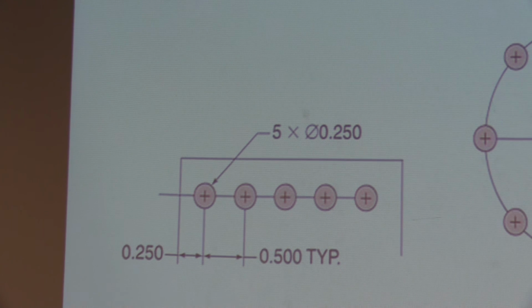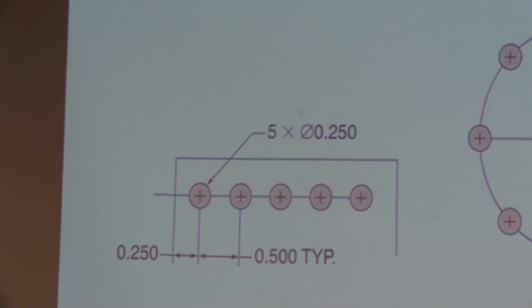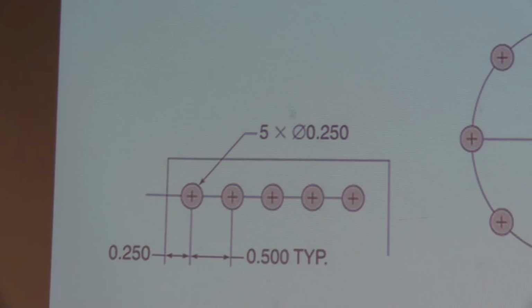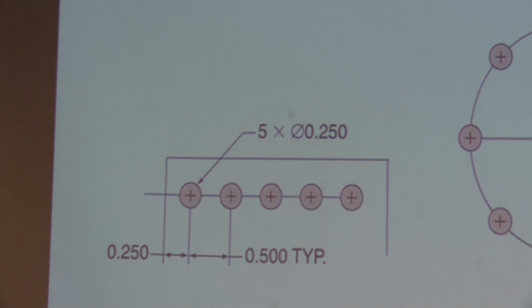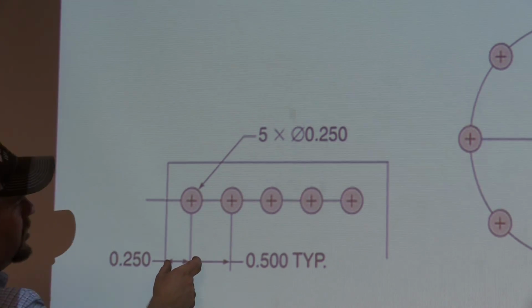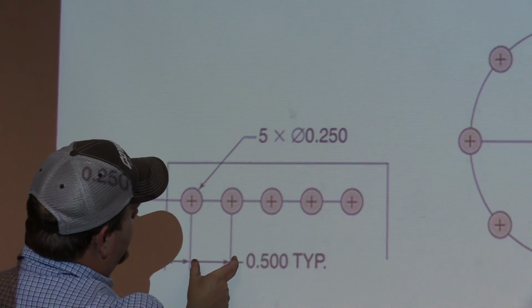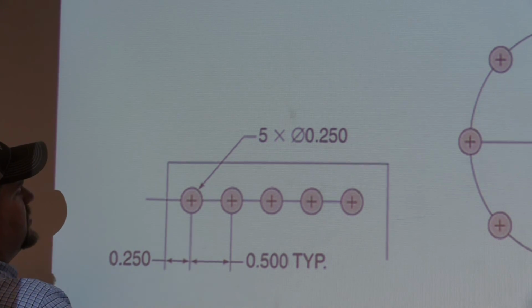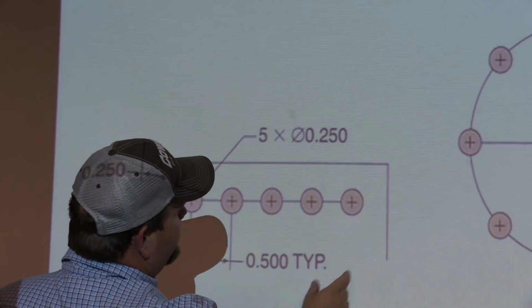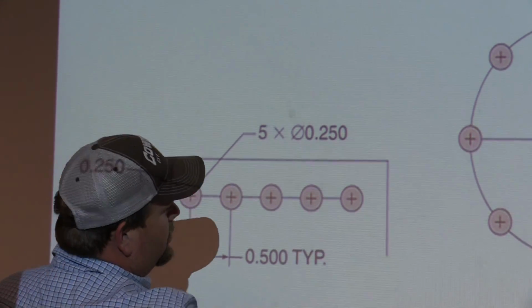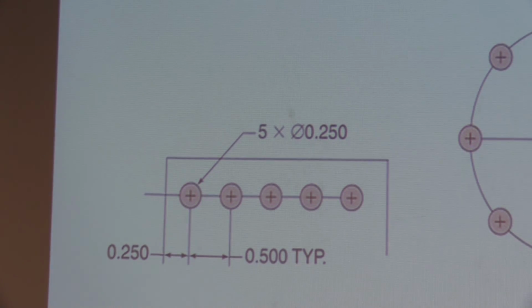Now if you look at the bottom left hand symbol, it shows you that the distance from outside to the center is 1/4 inch for your starter one. Then your pitch from hole to hole is 0.500. That's typical for all 5 or the rest of the holes, the remainder. Okay?